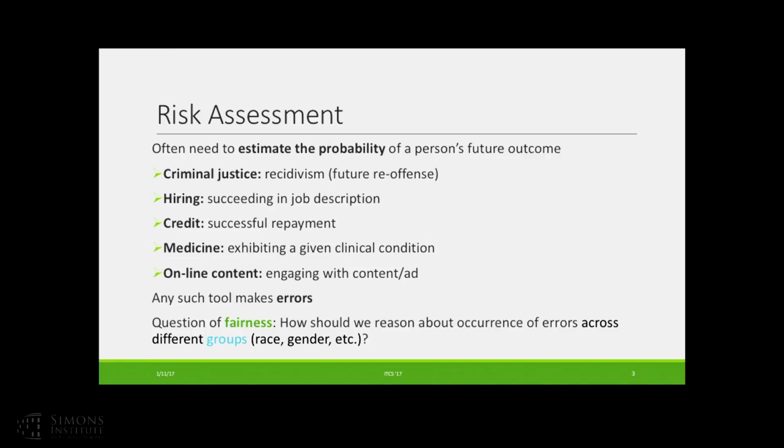And the key problem here is that any such tool is going to make some errors. And what we care about is how these errors get distributed across various groups. By groups, for this talk, you can think of race or gender. I focus on these specifically because legally we have legislation regarding these things, but this applies to any division of the population into groups that you might think of.